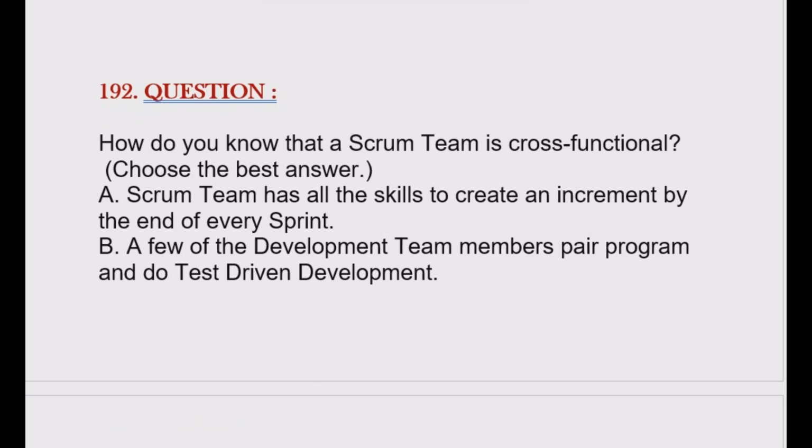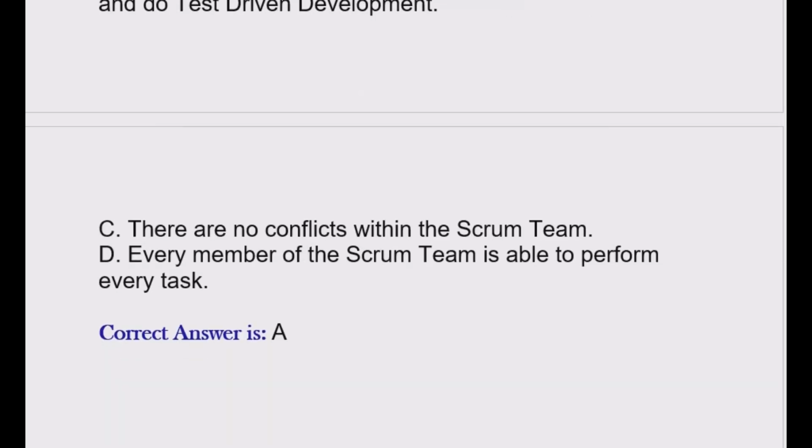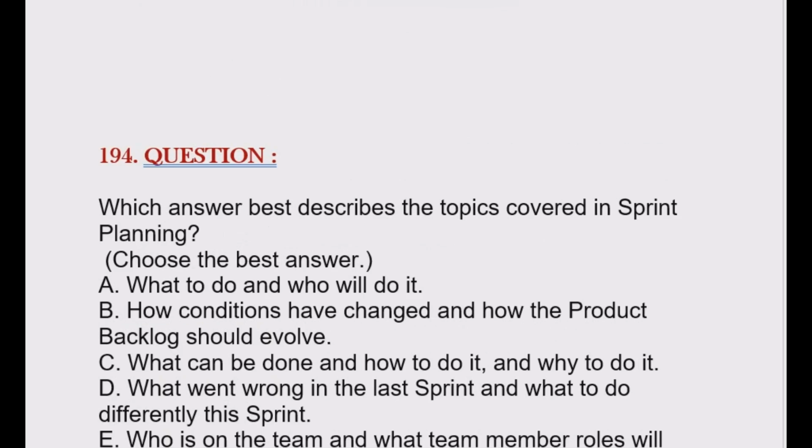Question is, how do you know that a Scrum team is cross-functional? Option A. Scrum team has all the skills to create an increment by end of every sprint. Option B. A few of the development team members pair program and do test-driven development. Option C. There are no conflicts within the Scrum team. Option D. Every member of the Scrum team is able to perform every task. Correct answer is option A.